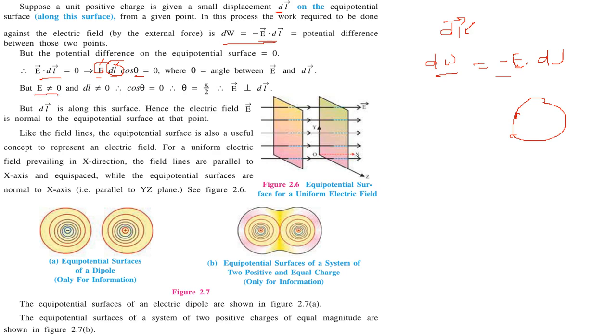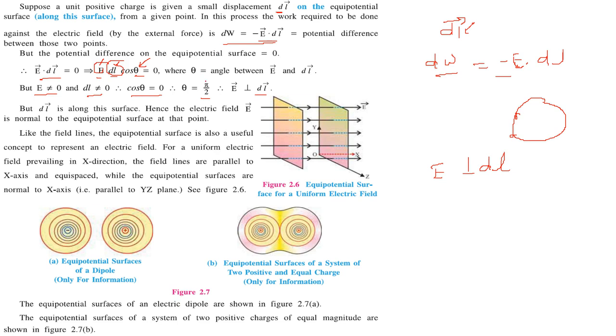The electric field E is not 0, and the displacement dl is also not 0, so it is clear that cos theta is 0. When cos theta is 0, theta has to be pi by 2, because cos 90 is 0. That is why we say the electric field is perpendicular to the displacement dl. This dl is along the surface, as we stated in the beginning. So the electric field E is normal to the equipotential surface at that point.